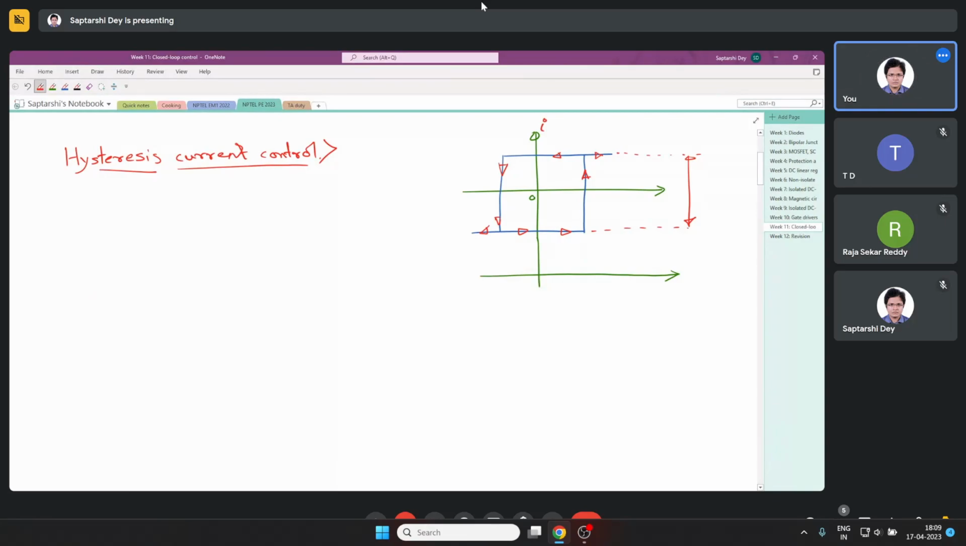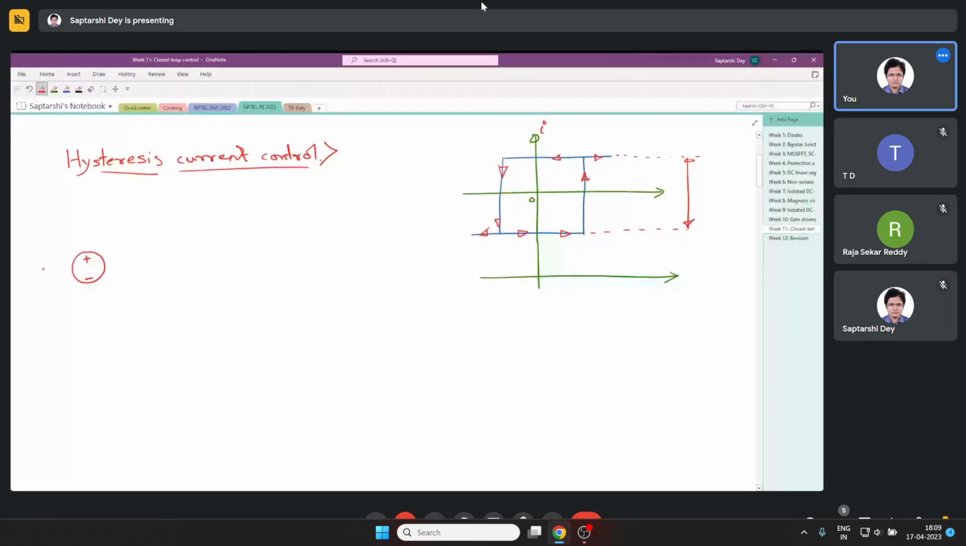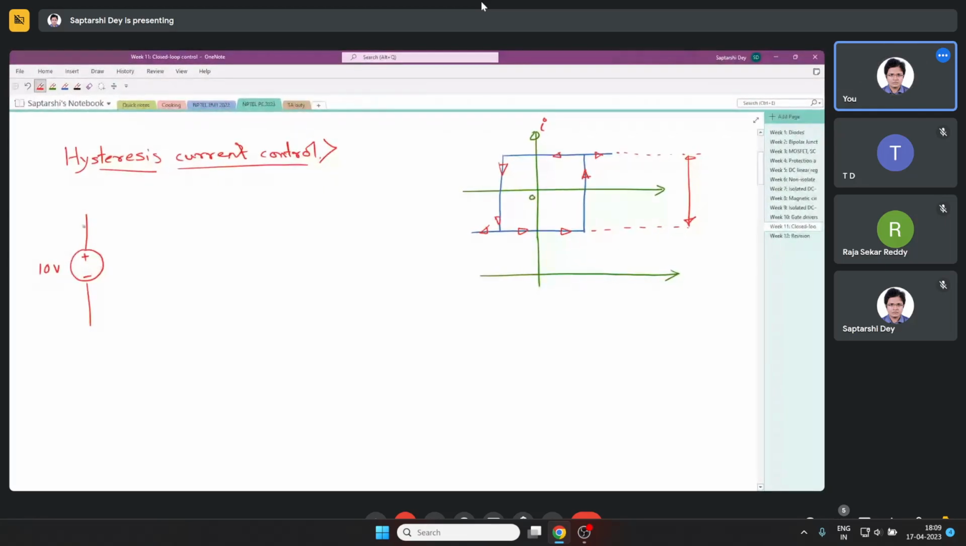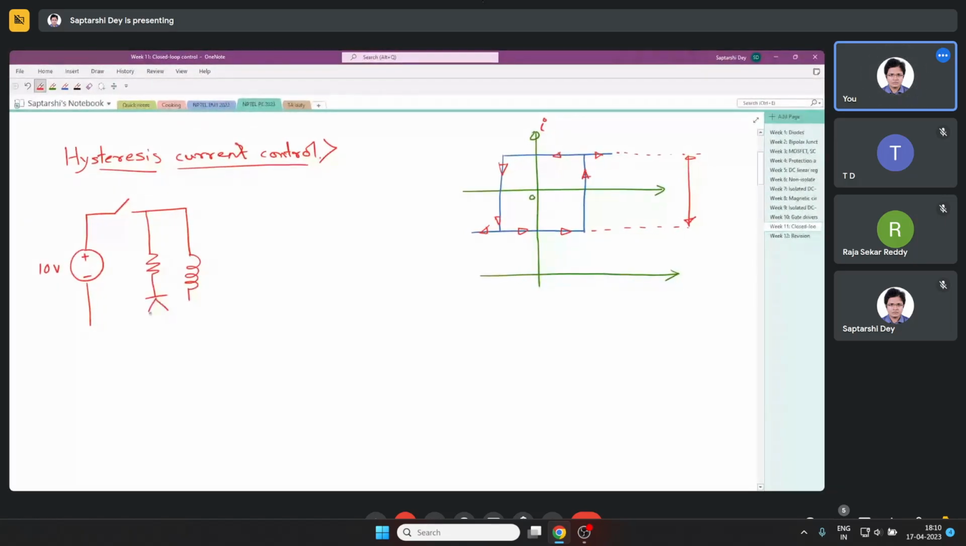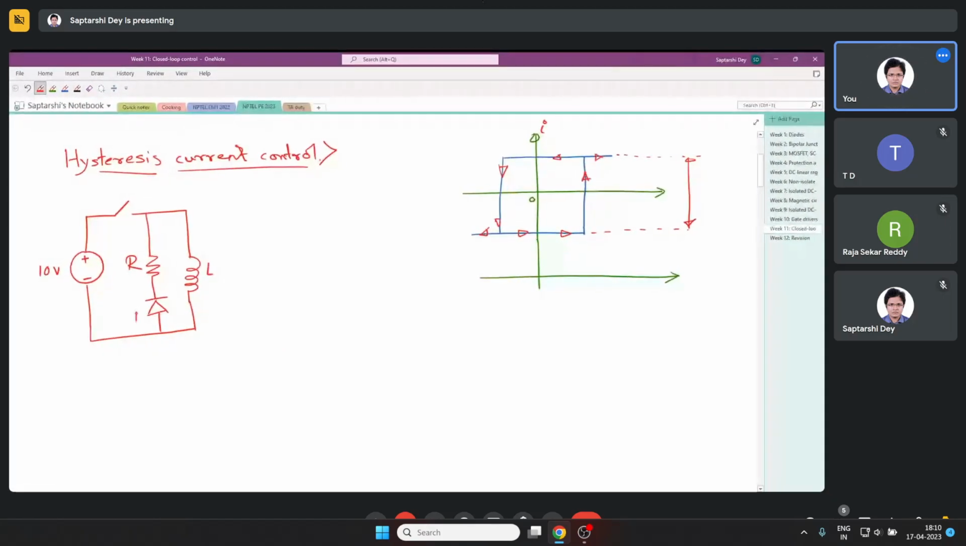We will see one example. Suppose you have a 10-volt DC source, and a circuit like this, and you have been asked to keep the current in this inductor, this current, at say 5 ampere, by controlling this switch S.